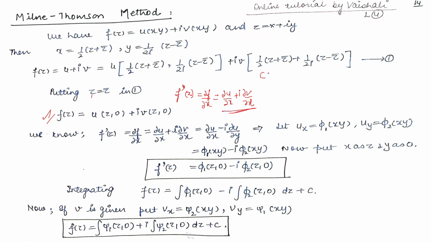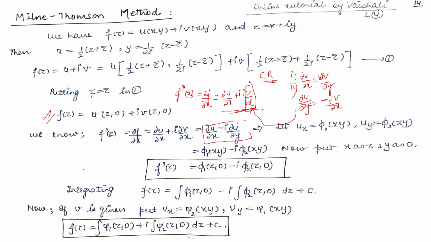So I want to use the Cauchy-Riemann equations. We have two Cauchy-Riemann equations. The first Cauchy-Riemann equation is del u upon del x is equal to del v upon del y. The second is del u upon del y is equal to minus del v upon del x. Now this del v upon del x can be changed to minus del u upon del y. So it will become del u upon del x minus i del u upon del y.